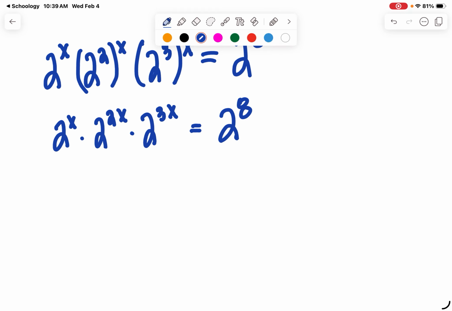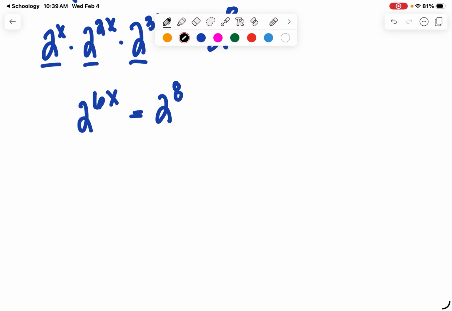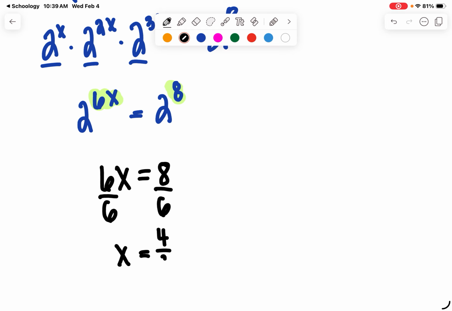My next property that I'm going to use is that if I have the same base where things are being multiplied, I can keep the base and I can add my exponents. So x plus 2x plus 3x is 6x, equal to 2 to the 8th. And since the bases are the same, the exponents have to be equal to each other. So I have 6x is equal to 8. Divide by 6, and I have x is equal to 4/3. Little puzzles here, huh?